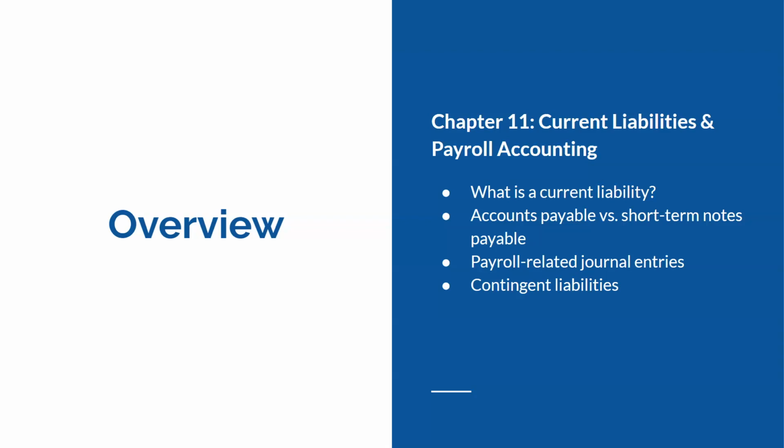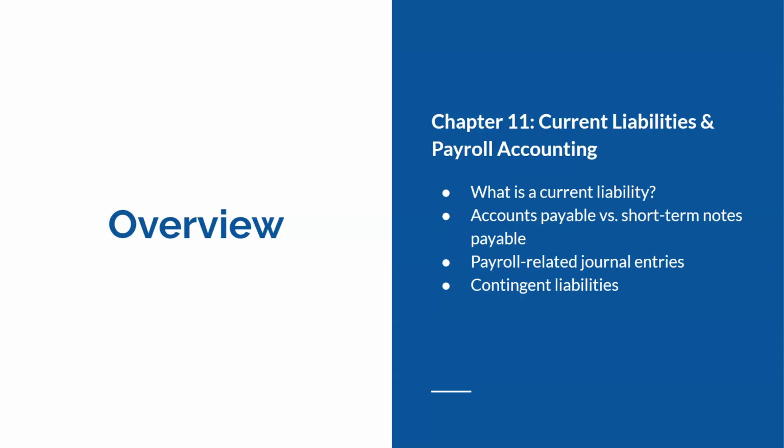Now, first thing that we're really going to be covering in this module is what is a current liability. So keep in mind when we're dealing with a current liability, we are talking about items that are coming due within 1 year or an operating cycle, whichever is longer, right? So typically the rule is current liability due within 1 year. So these are very short-term liabilities.